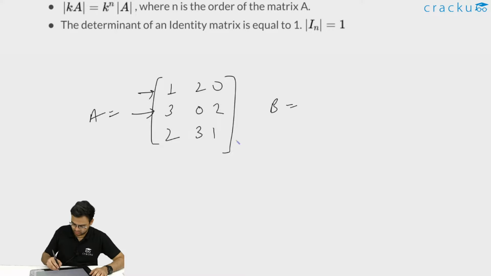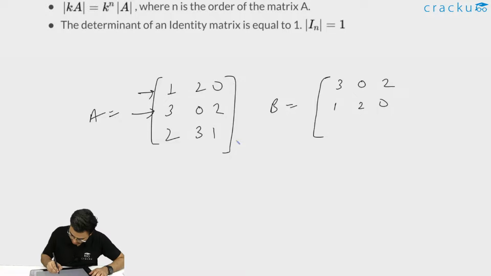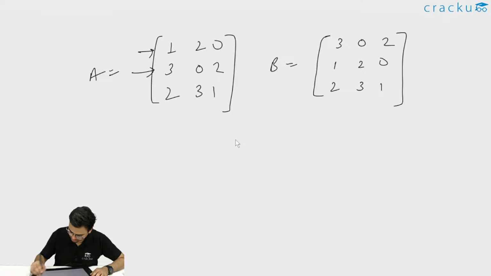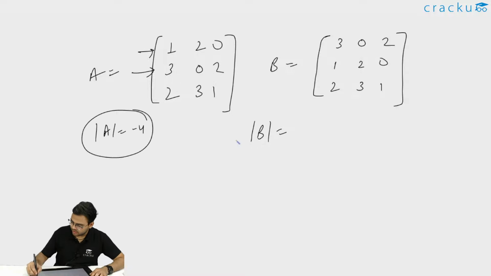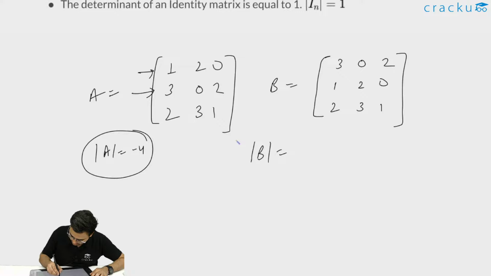I have to swap these two rows. So this 3, 0, 2 will become my first row and this 1, 2, 0 will become my second row. So my second row is the first row and my first row is the second row, and the third row remains the same. So 3 0 2, 1 2 0, and 2 3 1. Now let me calculate the determinant of B. Determinant of A was what? Minus 4 as calculated in the previous slide. Now let us calculate the determinant of B.